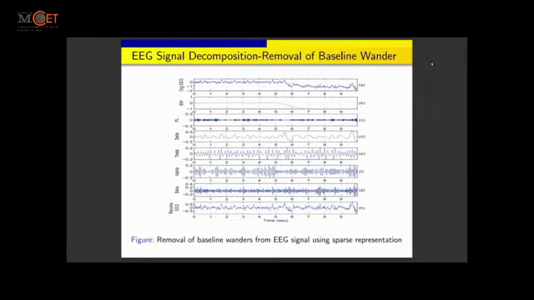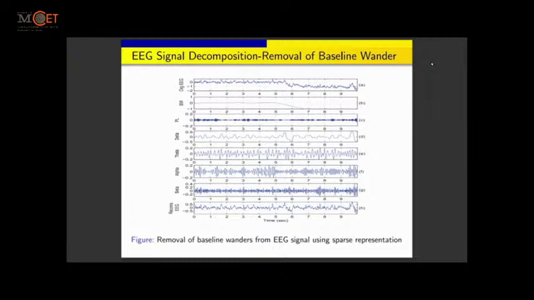That means in a single decomposition, you are able to do all the tasks which cannot be done with the other signal processing techniques listed in one of the slides. Only with sparse signal processing, in a single framework, you can extract the baseline wander, power line interference, and also a set of brainwaves including delta, theta, alpha, beta. Now you extract the features from this and you can feed your deep neural network or any machine learning model to perform any classification.